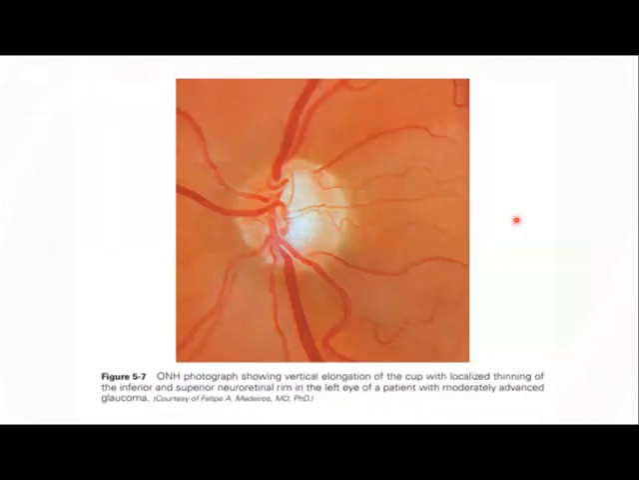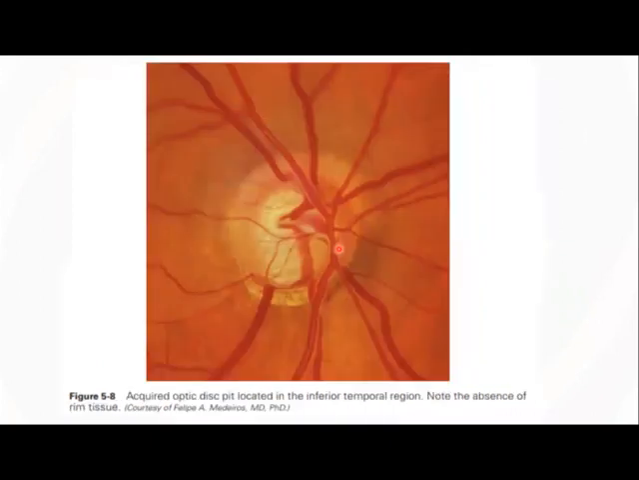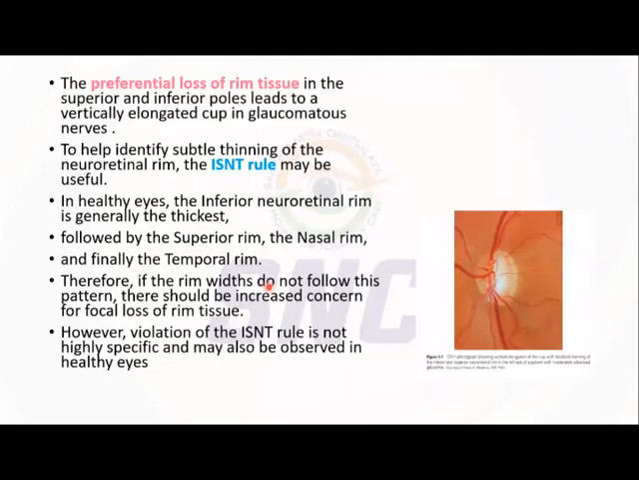And this optical photograph shows vertical elongation of the cup with localized thinning of the inferior and superior neuroretinal rim of the left eye of a patient with moderately advanced glaucoma. In this picture, an acquired optic disc pit is located in the inferotemporal region. Here rim tissue is almost absent. The preferential loss of rim tissue in the superior and inferior poles leads to a vertically elongated cupping in the glaucomatous nerve.